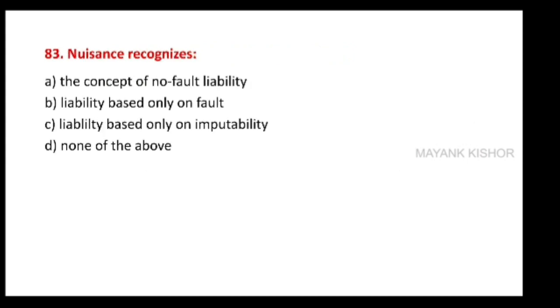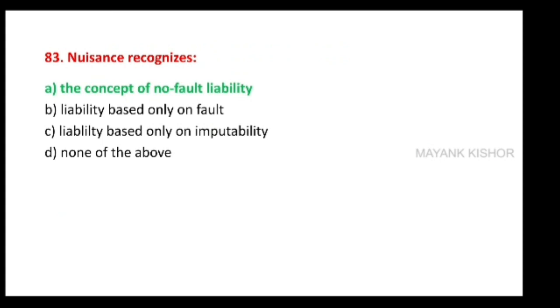Next question, question number 83. Nuisance recognizes option A, the concept of no fault liability, option B, liability based only on fault, option C, liability based only on imputability, option D, none of the above. And the correct answer is option A, the concept of no fault liability. Nuisance recognizes the concept of no fault liability.